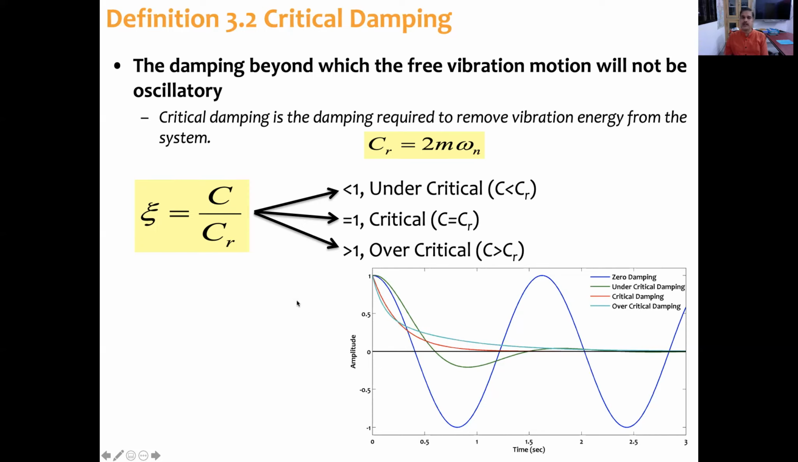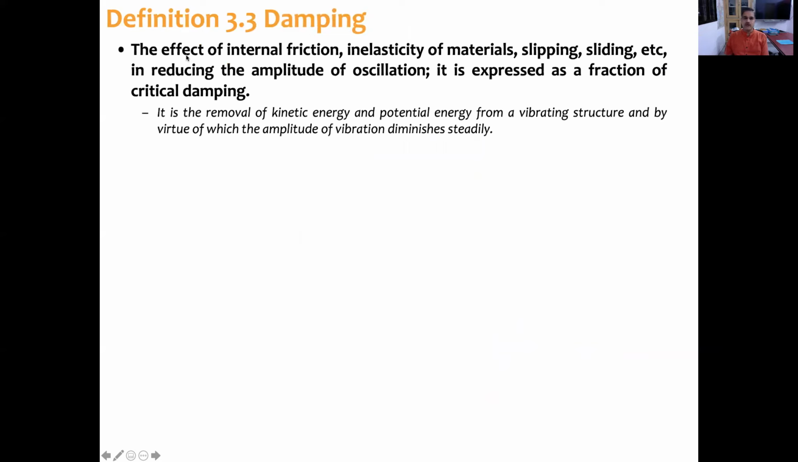So that is about critical damping. Now coming to another definition, that is 3.3, damping. What is it? Actually, it is the effect of internal friction, inelasticity of materials, slipping, sliding, etc. in reducing the amplitude of oscillation. It is expressed as a fraction of critical damping.